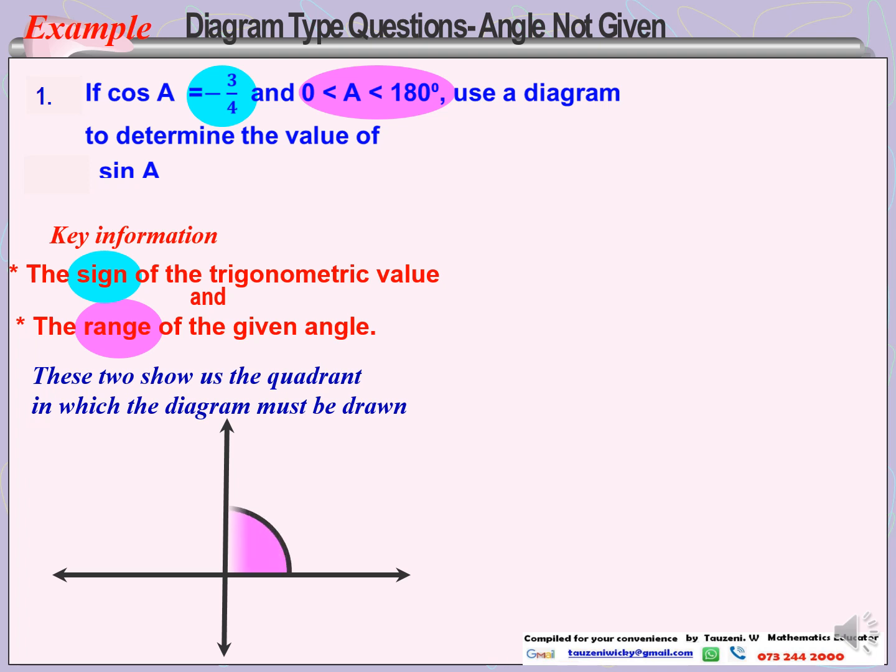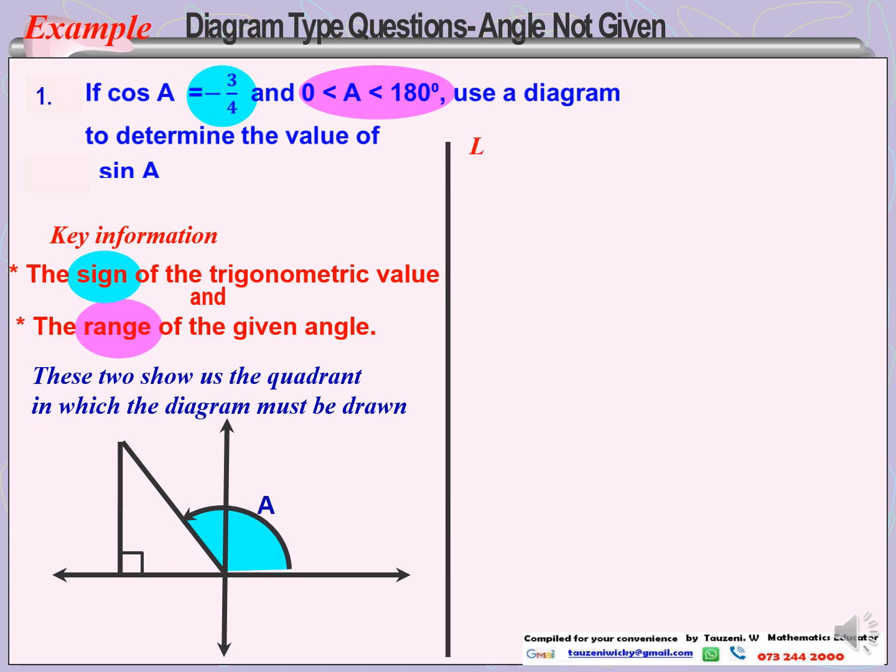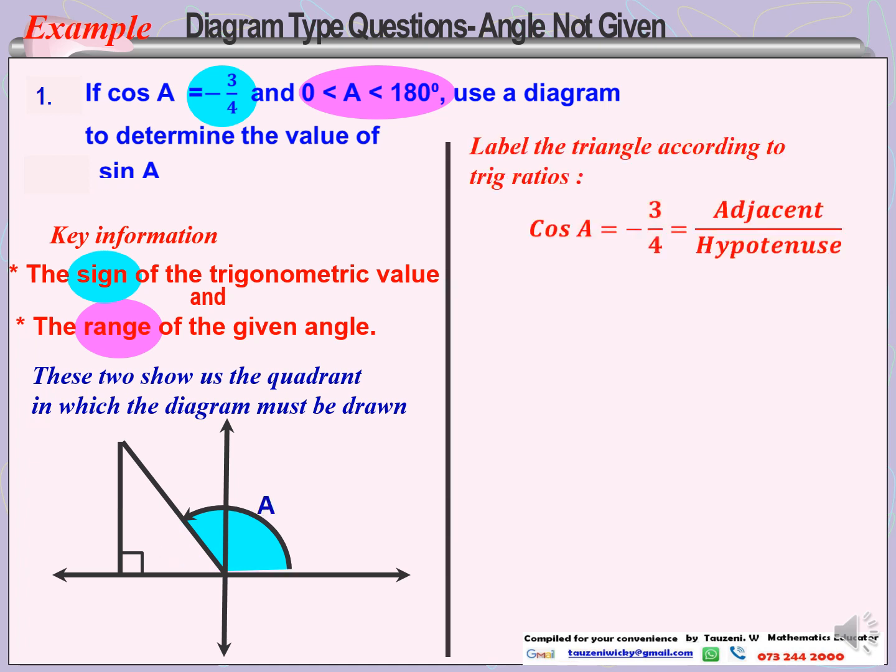Cos A is negative, and we need the angle to be from 0 up to 180. 0 up to 180 covers quadrant 1 and quadrant 2. Cos is negative in quadrant 2 out of those two quadrants, and that means the diagram must be in quadrant 2. You draw a triangle in quadrant 2. After drawing the triangle, you label the triangle according to trigonometric ratios. The value that we are working with here is that of cos A. Cos A is equal to negative 3 over 4.